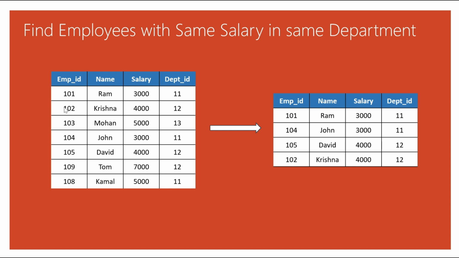And if we consider employee ID 102, his salary is 4000 and department ID 12. And if you see employee ID 105, his salary is also 4000 and he's also working in the same department. So we should display 102 and 105 employees. So this is how we should find out. To do this, we have different approaches, but in this video, we will discuss the self-join approach. Okay, so let's start writing the query.